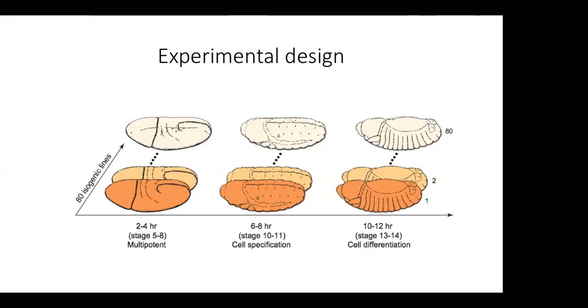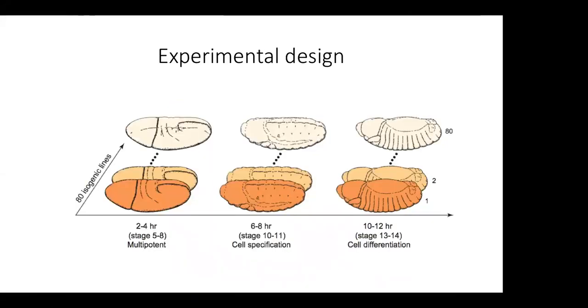So we chose 3 different time points, when cells are multipotent, when cells are specifying, and when cells are differentiating. We are using the Drosophila organism because you can think that we definitely cannot do this in humans or in other more complex organisms like mouse. It is already painful for Drosophila with 80 lines. I cannot imagine it for mice.